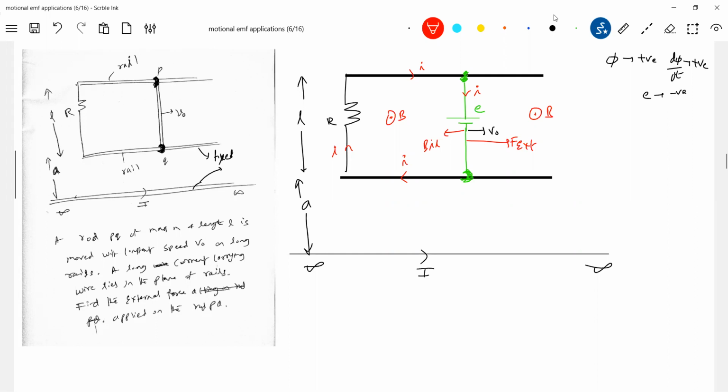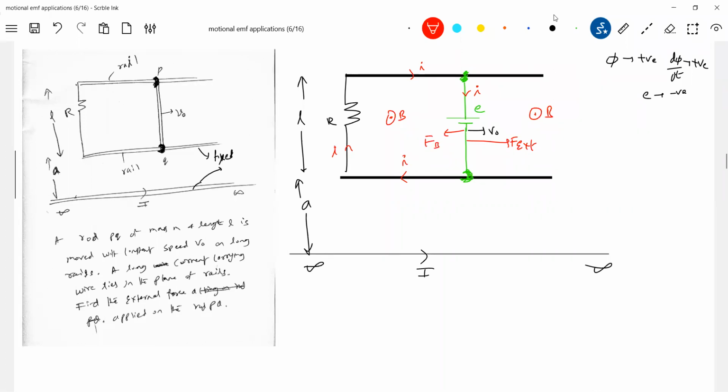And how much should it be? It should be equal to BIL. But what is the problem here? B is not constant. So how to get this one? And how to calculate the EMF? At different points on the rod PQ, the EMF is different. So what is the method we use?